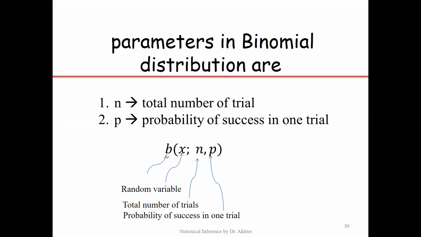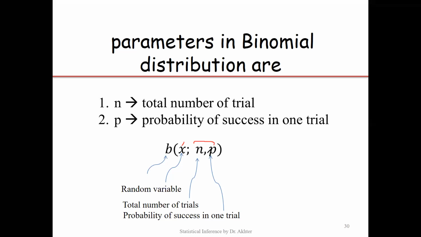Binomial can be written as b(x; n, p). You can note down the difference. Here I have a semicolon, but at this point I have a comma. These two values are known as parameters. This is known as the random variable. So it is a very clear-cut way of writing a binomial distribution. X is a random variable. These two values are known as the parameters of the binomial distribution.